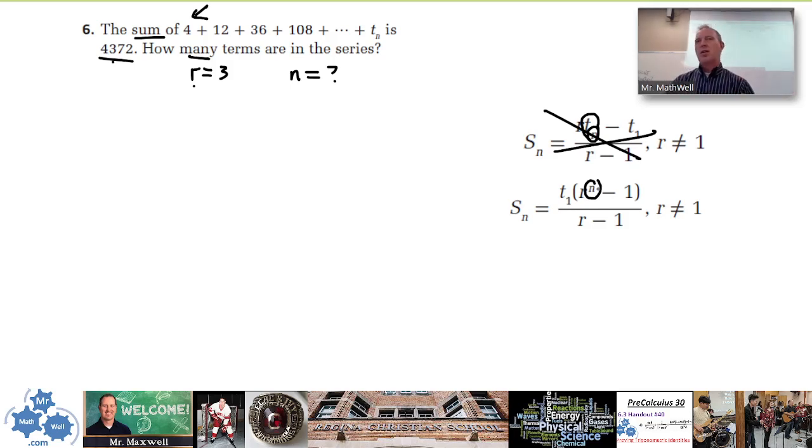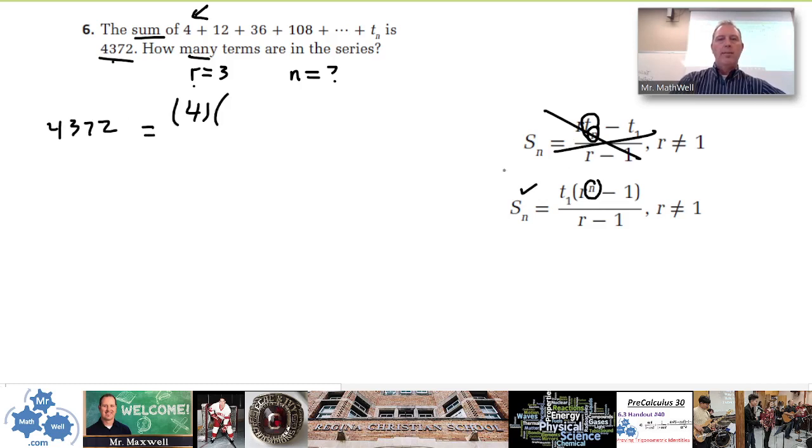So we're just basically going to have to trial and error or intuitive guessing there. But let's set this up. We've got 4372. That's going to go here. T of 1 is 4. So 4 times R to the power of n, so R is 3, to the power of n is unknown, so let's leave that as n, minus 1, all over R minus 1. That's 3 minus 1.